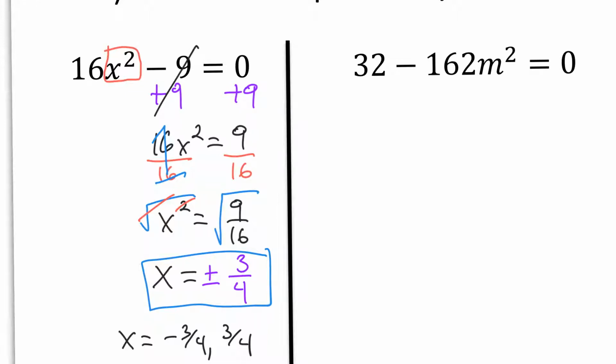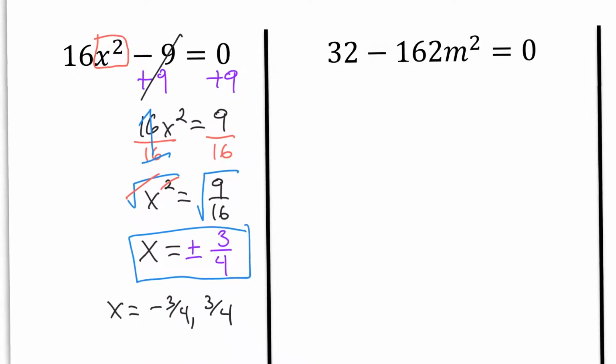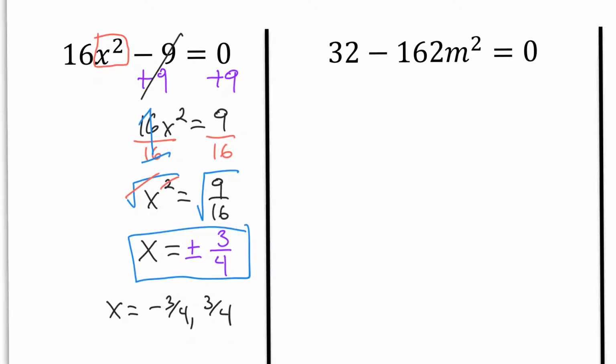So let's try another one here. The next one, same idea. We do have the m squared. We don't have the one in the middle, so I'm going to use the square root property. I'm going to subtract 32 from both sides right here. I'm going to cancel this one. Negative 162 m squared equals negative 32.